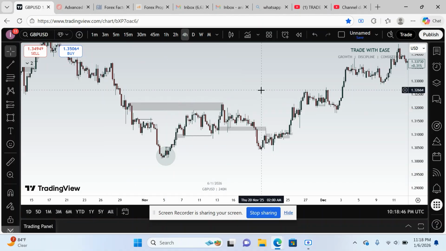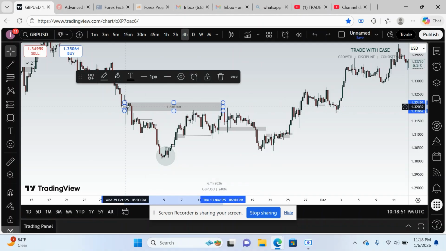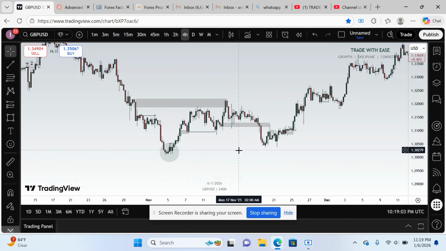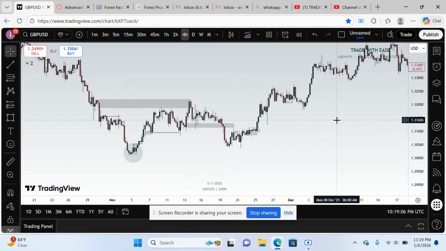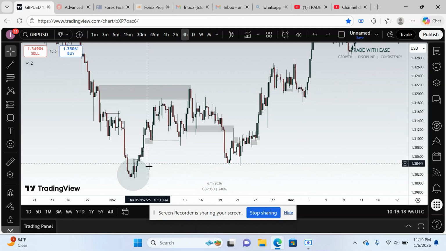Price reacted from this supply right here. Can you see how price got to this zone and started selling? Now, a lot of people, because we are still in a downtrend, if you don't know how to use the higher time frame, you just stay on your lower time frame picking entries to sell and sell and sell, and you won't know that price has decided to switch this sell trend into a buy trend.